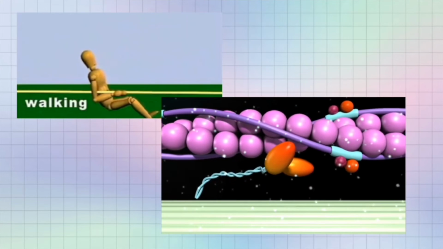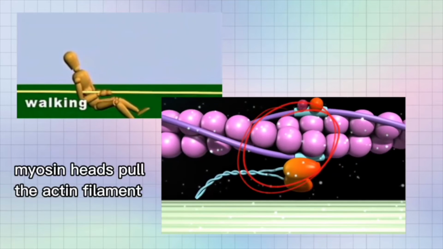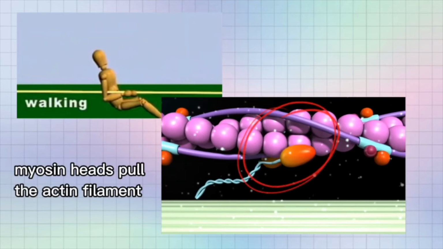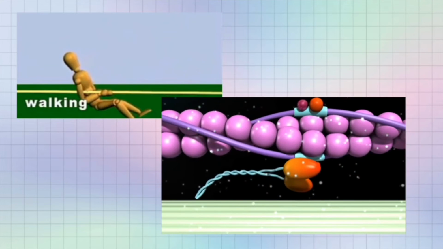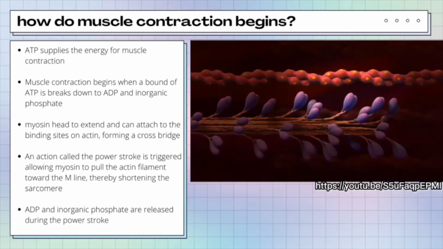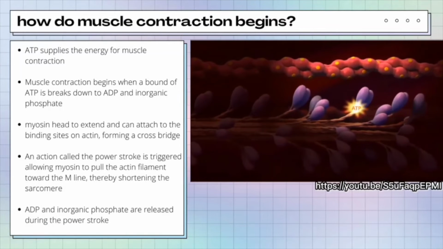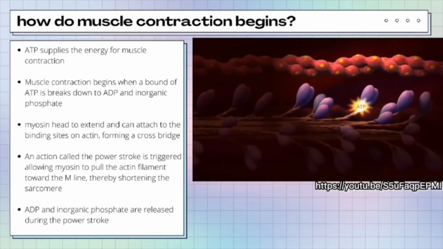So as you can see in this video, the myosin heads are like your hands, where they are grasping, pulling, letting go of the filaments and then repeating the process. So how does muscle contraction begin? ATP supplies the energy for muscle contraction.